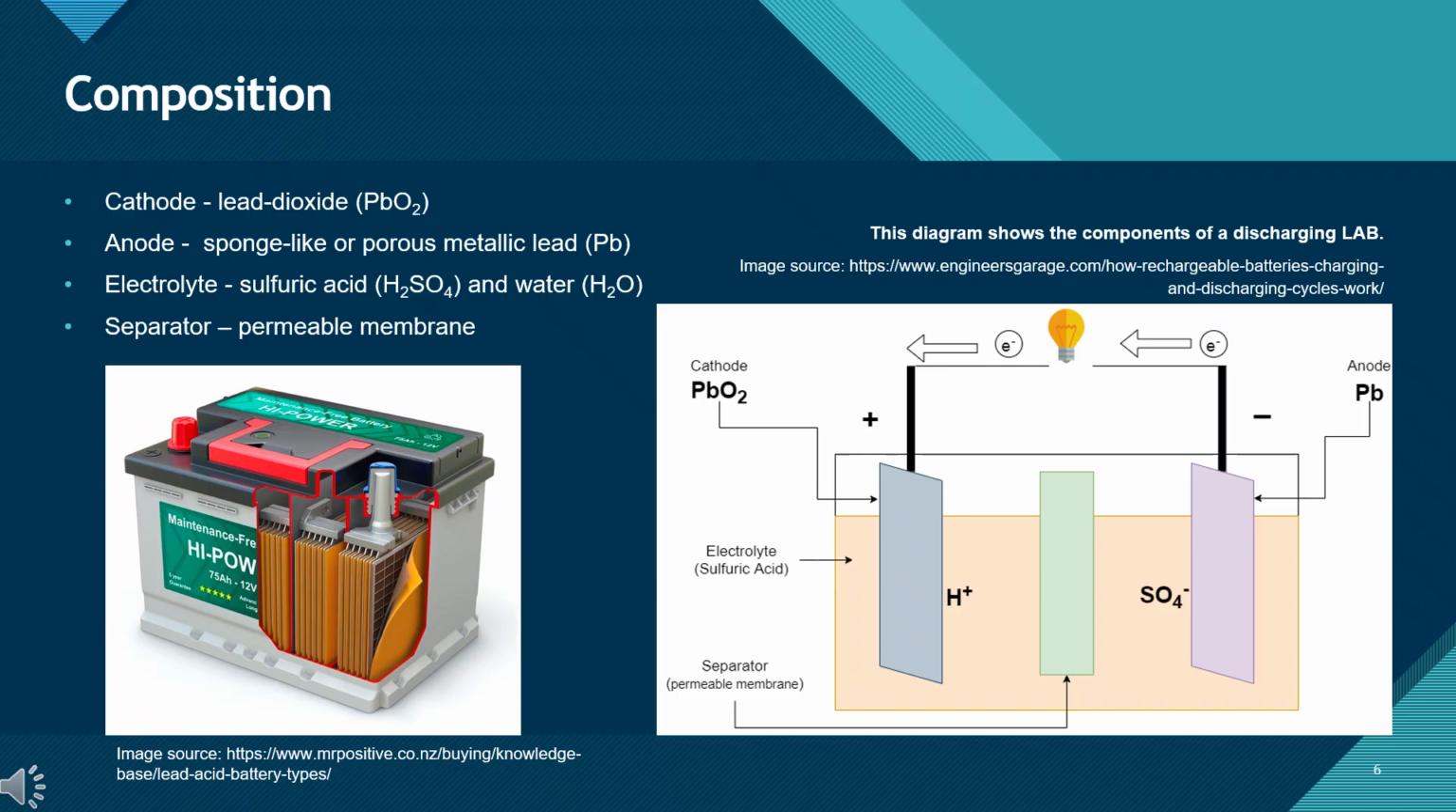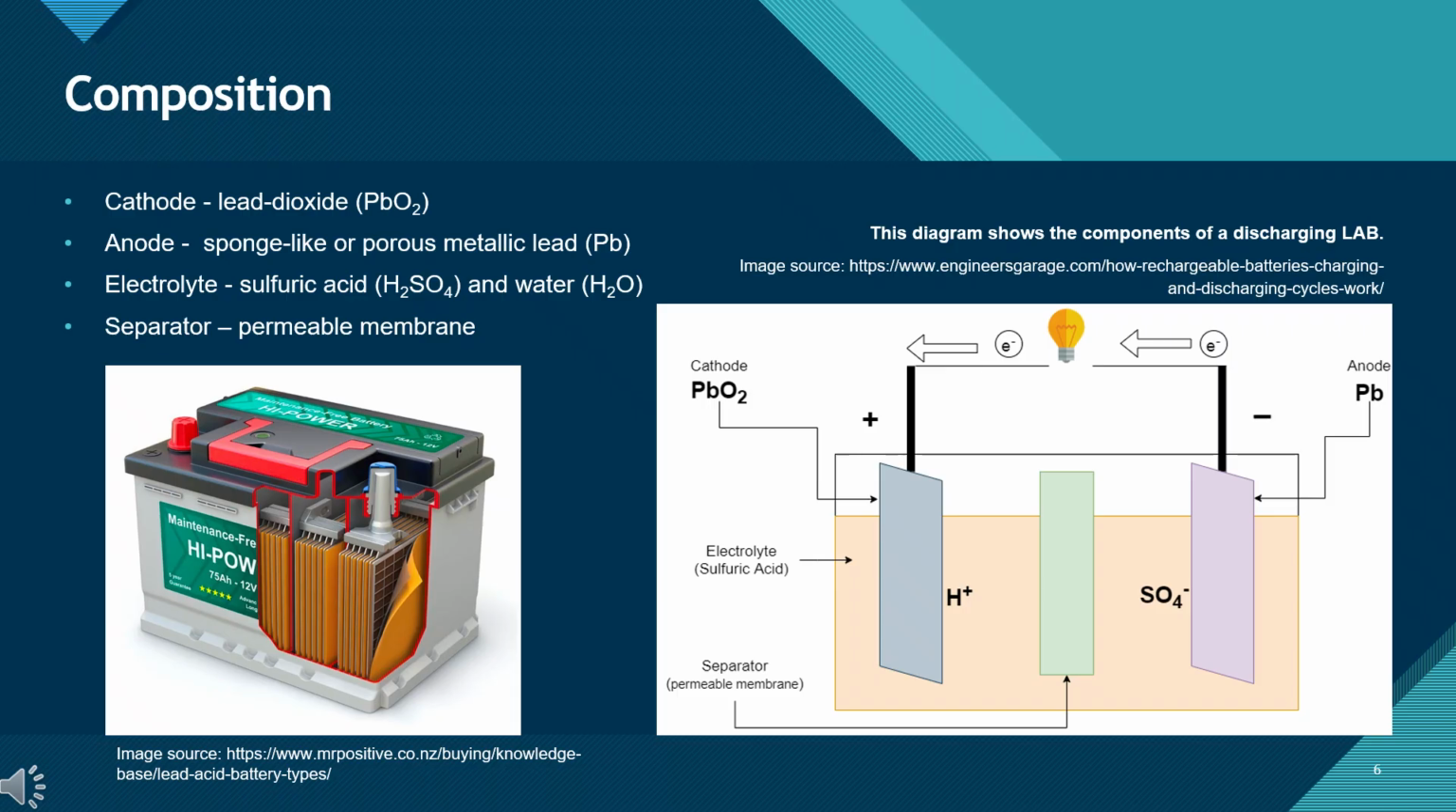This slide introduces the key components of a lead-acid battery. A typical cell consists of 4 main parts: the cathode, made of lead dioxide, PbO2, the anode, made of sponge-like metallic lead, the electrolyte, which is a mixture of sulfuric acid and water, and the separator, a permeable membrane that keeps the electrodes apart while allowing ions to pass through.